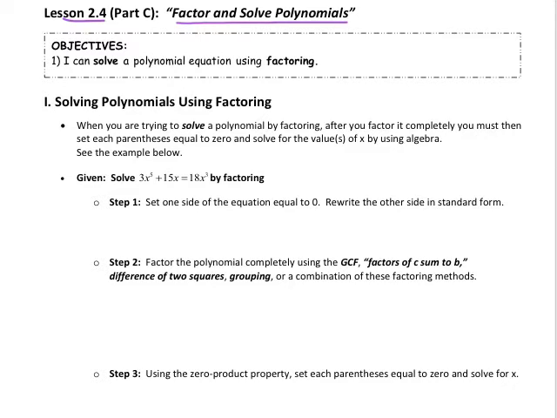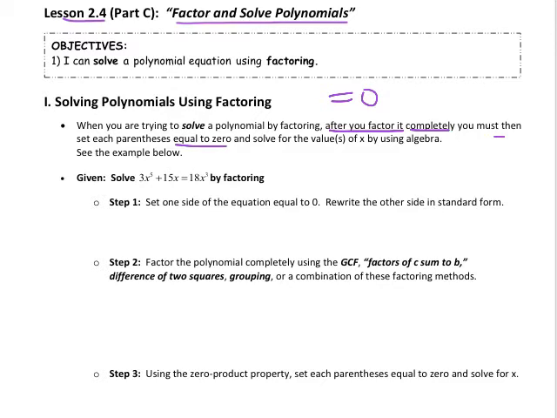You may remember that solving means that we're taking something and we're setting it equal to 0 so that we can find out an actual real number value that x would be equal to. So when you're trying to solve a polynomial by factoring, after you factor it completely, remember completely, you have to keep going until there's nothing left to factor, then you must set each of the parentheses equal to 0 and solve for the values of x using algebra. So let's go ahead and do this example and you'll see exactly how this works.